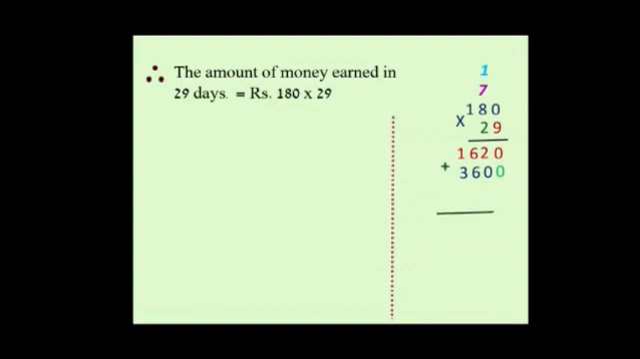Now we will add. So 0 plus 0 will be 0. 2 plus 0 will be 2. Then 6 plus 6 will be 12. So we will write 2 here and 1 carry over here. Now 1 plus 3 will be 5, right? So the answer will be rupees 5220.